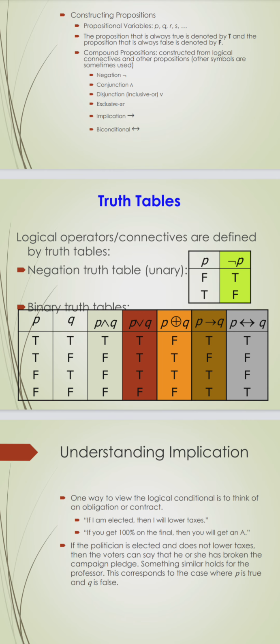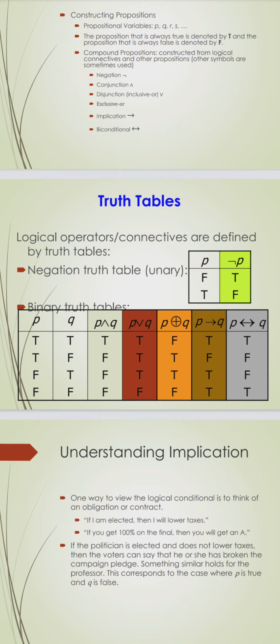Truth table. Logical operators are defined by truth tables. The negation truth table is, for P the values are false, true. Then the negation of P is true when P is false, and the negation is false when P is true. Then the next table covers conjunction, disjunction, exclusive or, conditional and biconditional truth values.